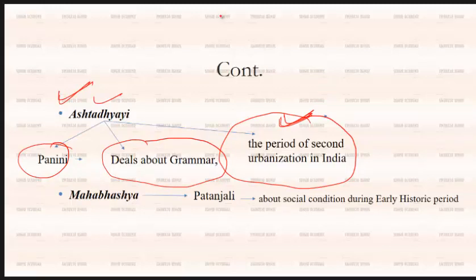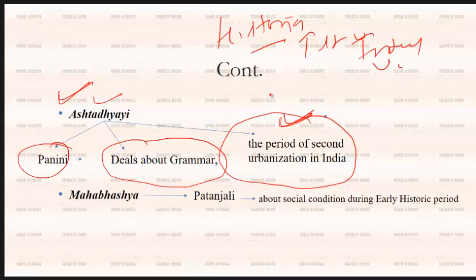This is known among historians: the first urbanization in India was the Indus Valley, and the second urbanization of India came after the Vedic period. So this is the information given in the Ashtadhyayi, which gives details about grammar and also mentions the second urbanization.